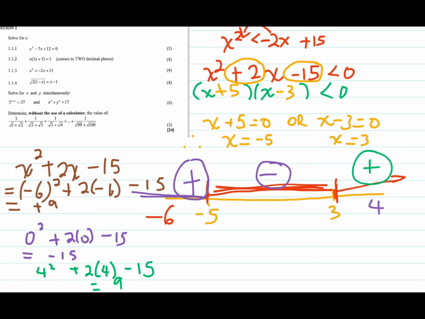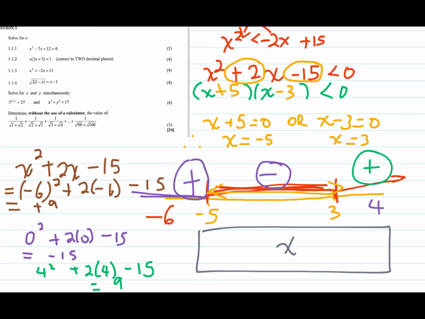So remember, we want where this equation is less than 0. So that's where it's negative, which is between this interval, between negative 5 and 3. Therefore, the final answer there will be x. It's in the interval between negative 5 and 3. This is the final answer.